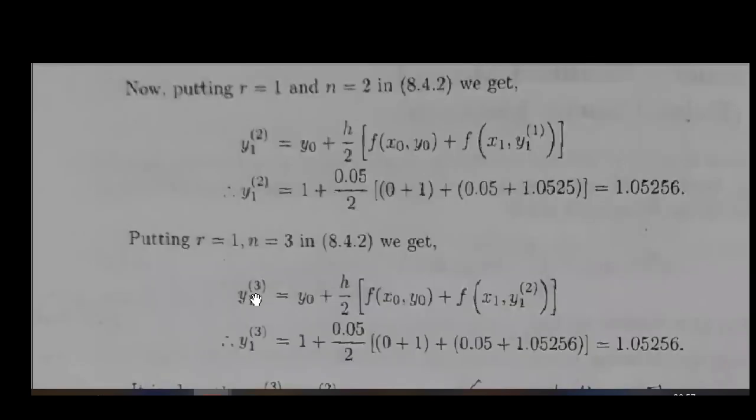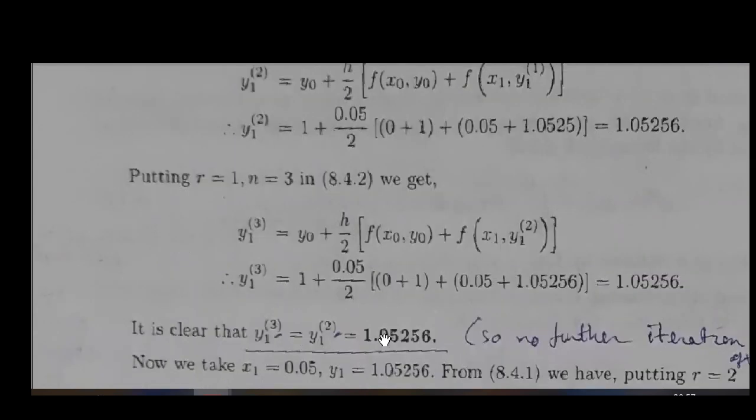So we have to continue till y2, 3, y1, 3. y1, 3, you are getting exactly the same thing. Okay, that means if you allow your round up also, as we know, then also this remains the same up to the 4 decimal places, so we can stop here. So no further iteration required.